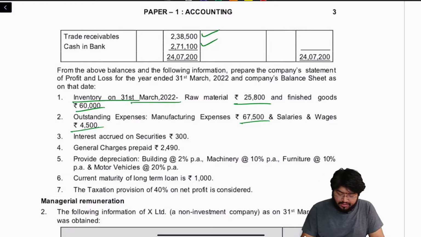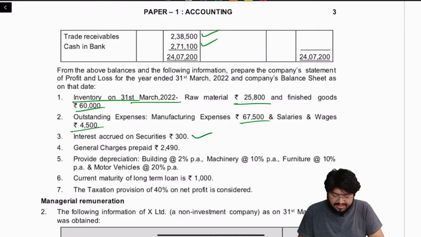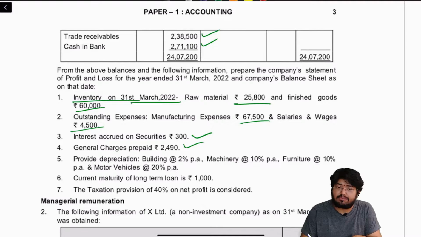Then there is interest accrued on securities. What does this indicate? This indicates that there is something accrued but you have not received, hence it is being shown here. So this also you will have to make an adjustment in your P&L and also the balance sheet. Okay, and then general charges prepaid is there. These are basically prepaid expenses which you are supposed to show.